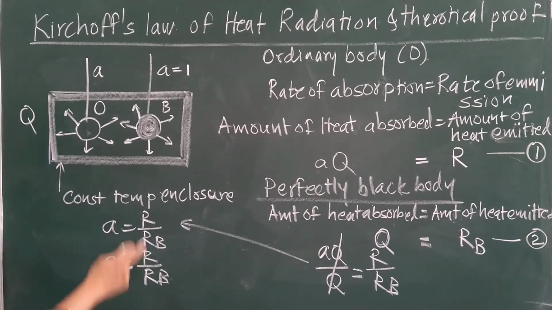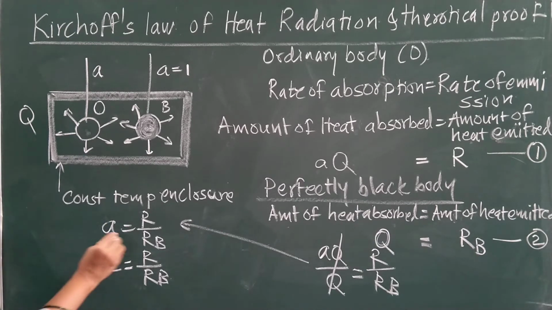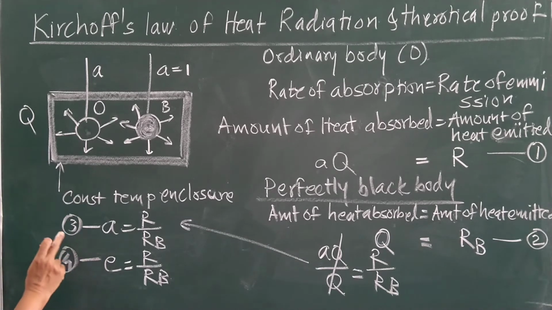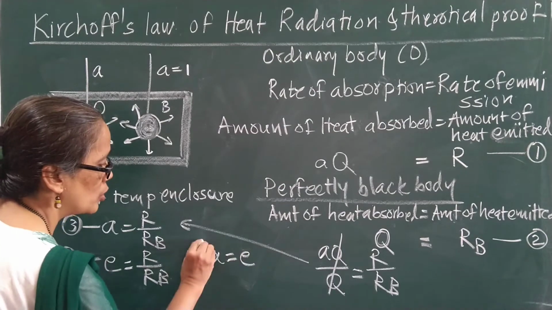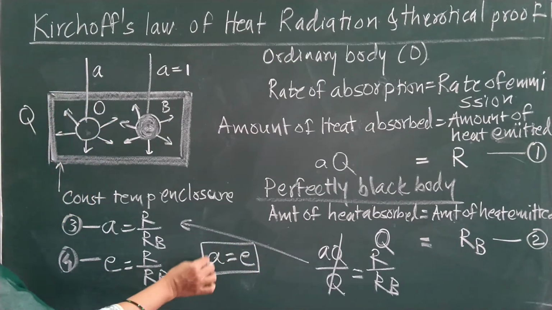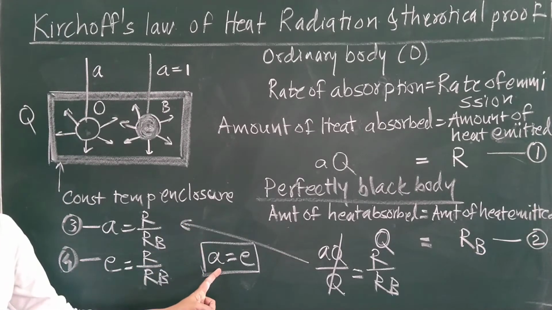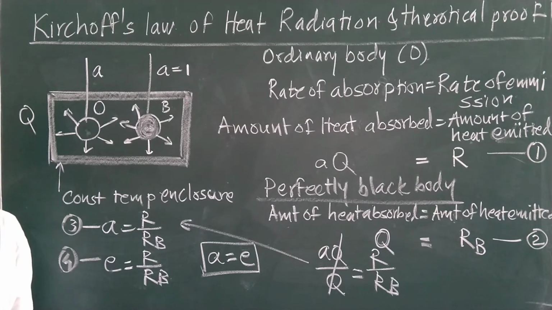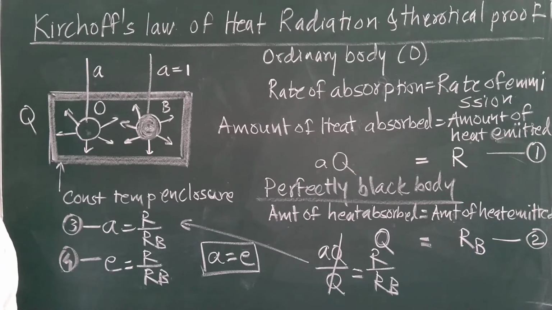Right? See here, the right hand sides are the same, which means their left hand sides must be equal. So this is equation 3, and here is my equation 4. From equations 3 and 4, I am going to say that A is equal to E. And this is to be called Kirchoff's law. That is a theoretical proof for Kirchoff's law of heat radiation. Clear? So this question can be asked for 3 marks along with the statement.